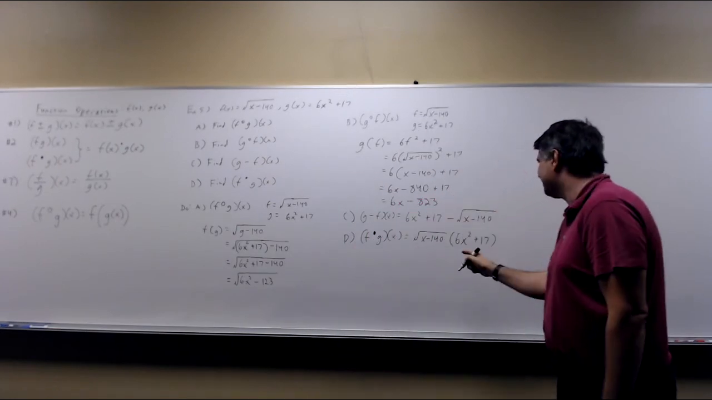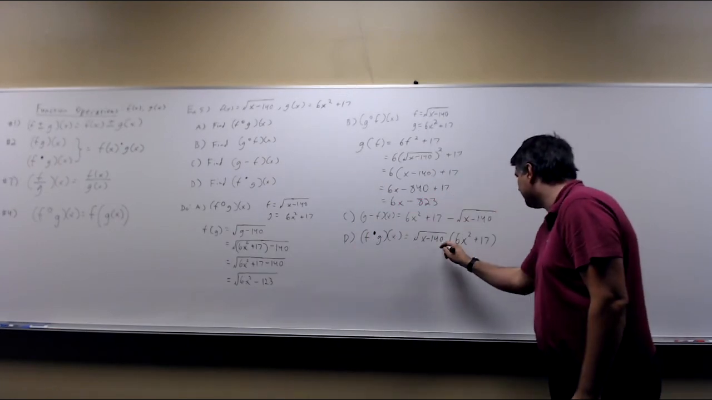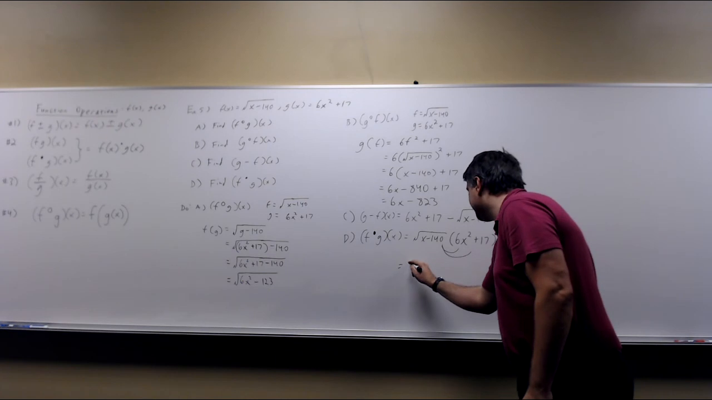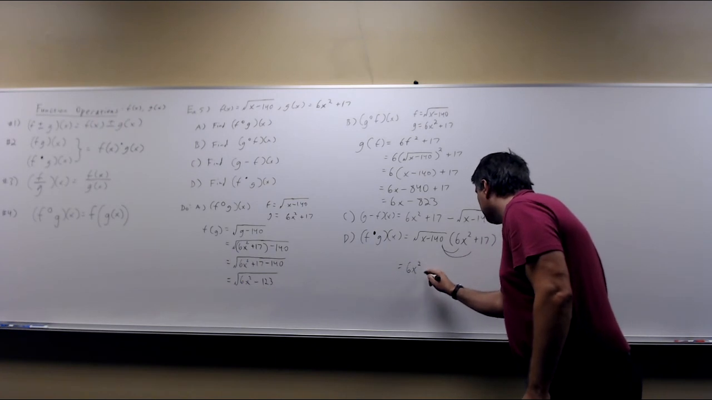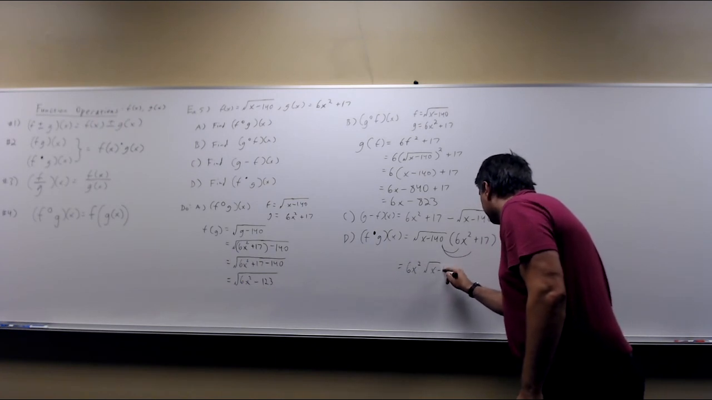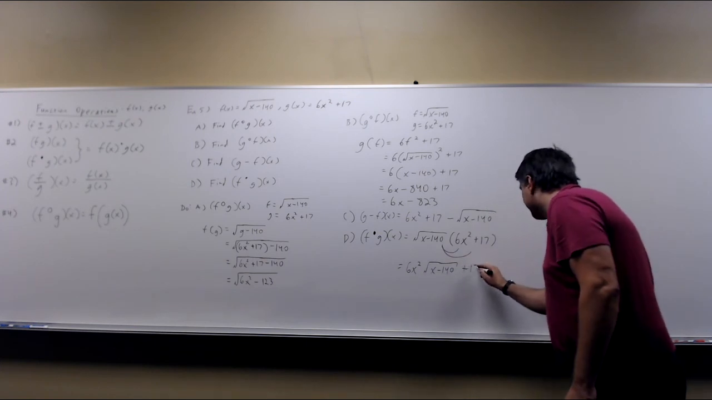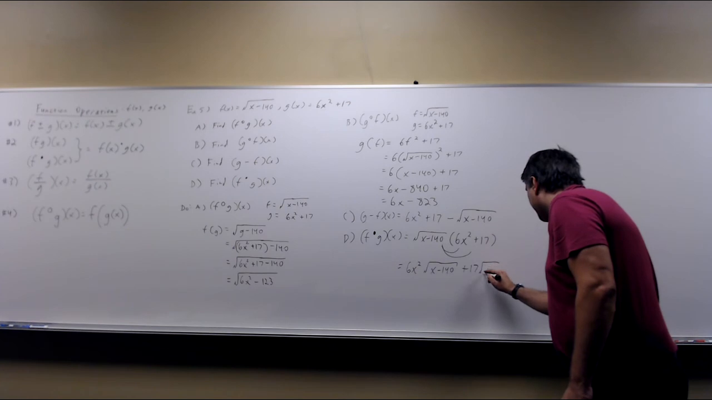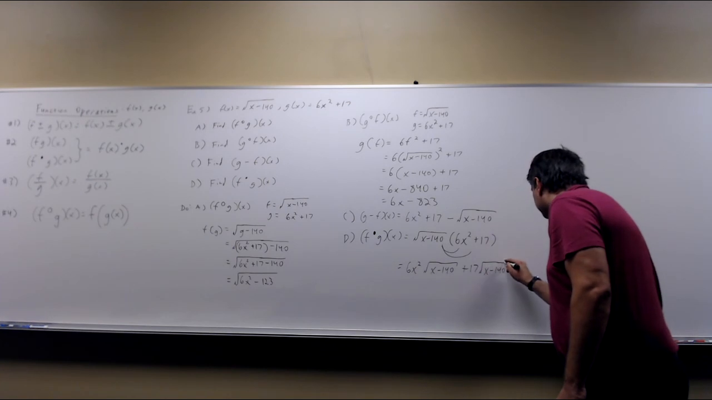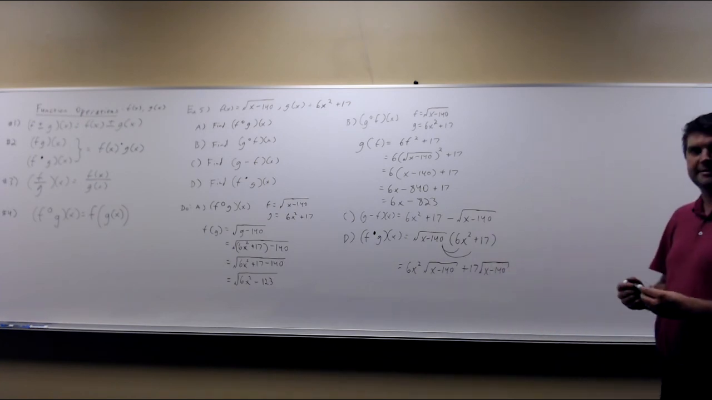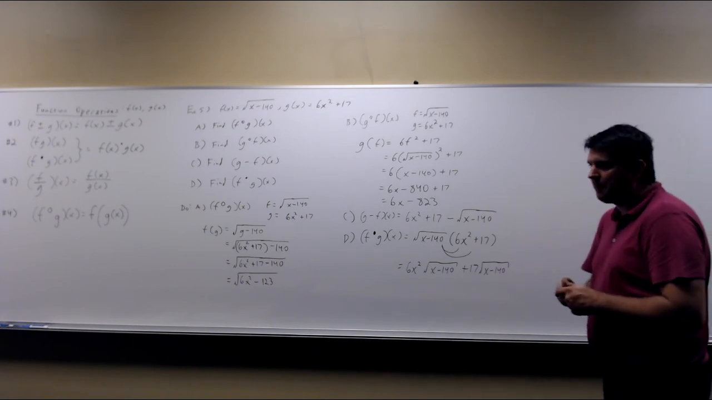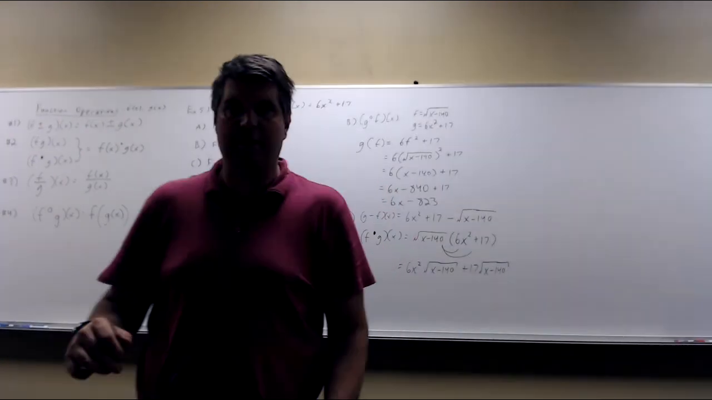All right, well, folks, this is just going to be a distributive property situation. So that's going to be 6x squared times square root of x minus 140, plus 17 times the square root of x minus 140. That's it. That's as far as we can go. I'm going to pause here and set up another example.